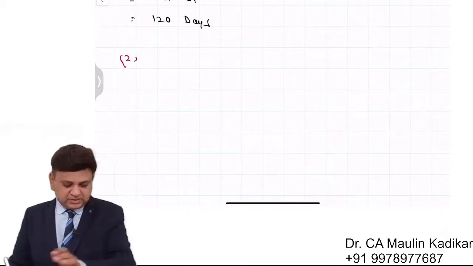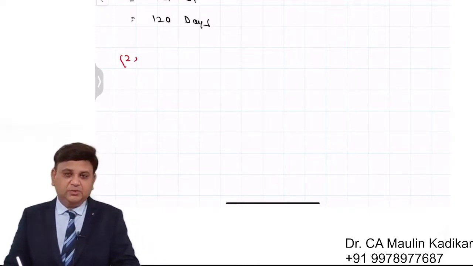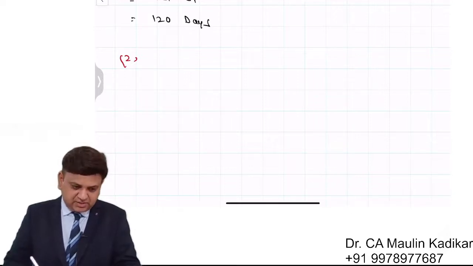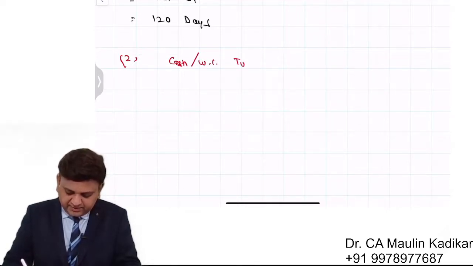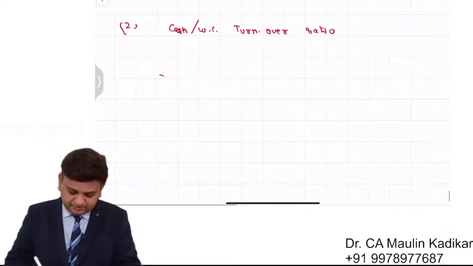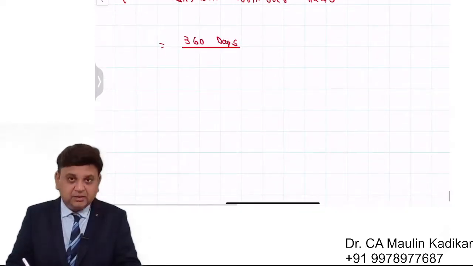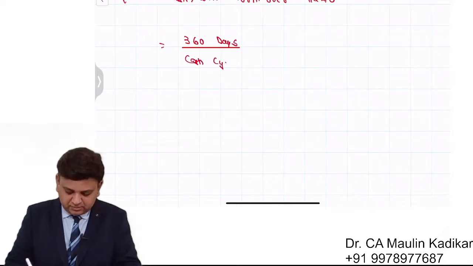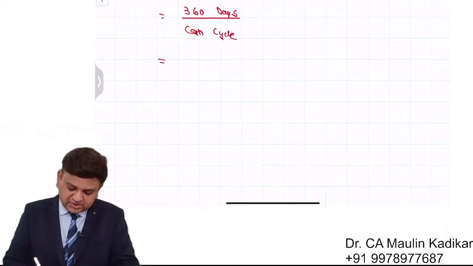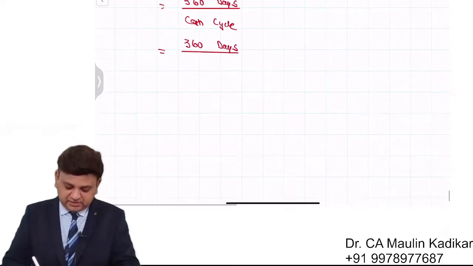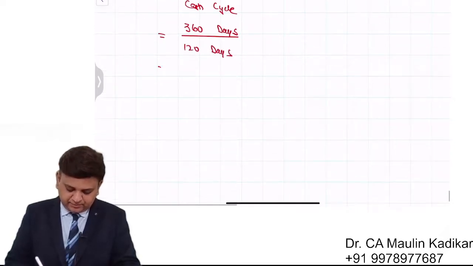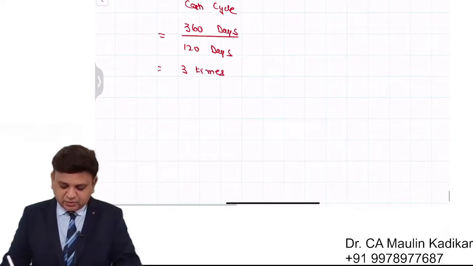Second question. The second question is cash turnover ratio or working capital turnover ratio, assuming that say there are 360 days in a year. So cash or working capital turnover ratio. In that case, it is 360 days divided by cash cycle or working capital cycle. So it is 360 days divided by cash cycle is 120 days. That comes to 3 times.